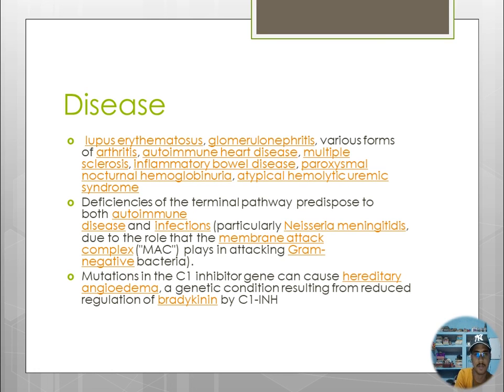Now let's come to the diseases. Let's first begin with the deficiency diseases. The diseases are systemic lupus erythematosus, glomerulonephritis, various forms of arthritis, autoimmune heart diseases, multiple sclerosis, inflammatory bowel syndrome, paroxysmal nocturnal hemoglobinuria. And this paroxysmal nocturnal hemoglobinuria is basically because of the deficiency of C1 inhibitor. We also have atypical hemolytic uremic syndrome, and deficiency of the terminal pathway predisposes to infections, mainly the Neisseria, gonorrhea type of diseases.